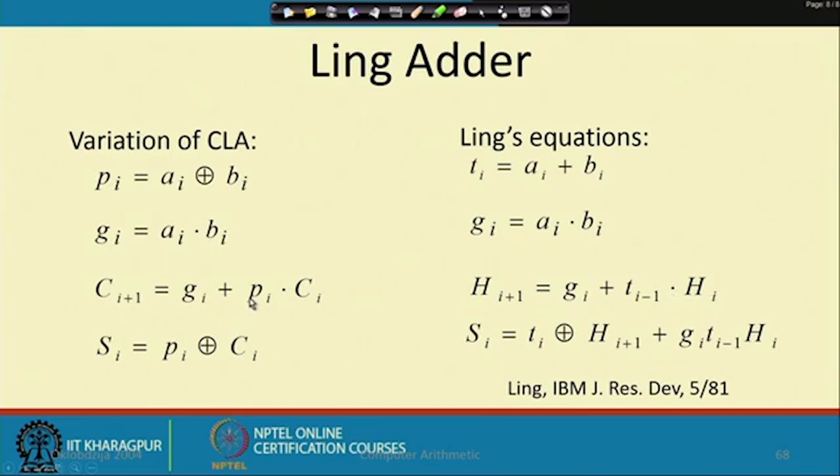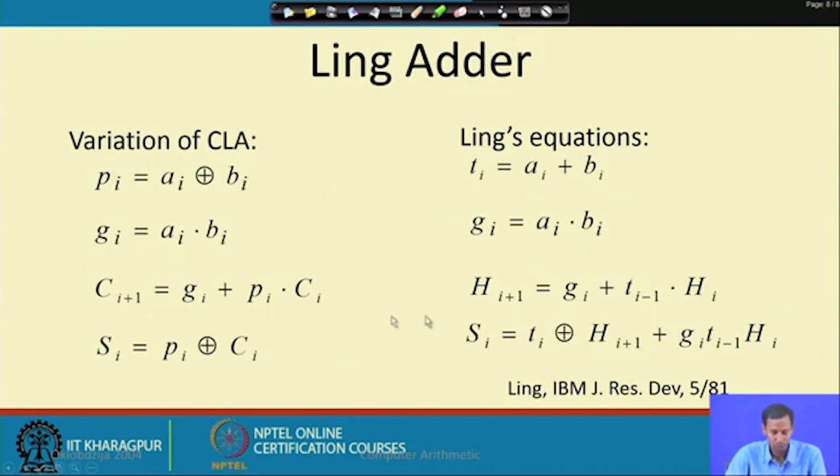So, initially Pi was Ai XOR Bi, but here this is OR, and that is this Ti minus 1, and this S has been calculated based on Ti XOR with Hi plus 1 plus Gi into Ti minus 1 into Hi. So, this is the modified equation.